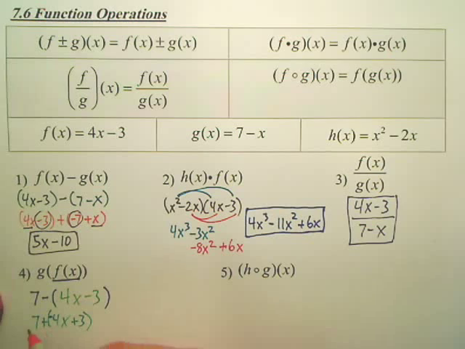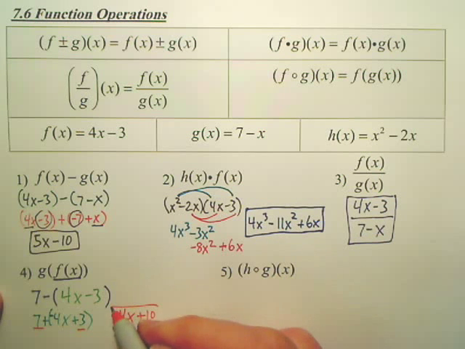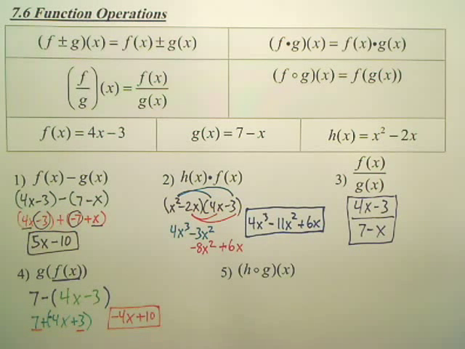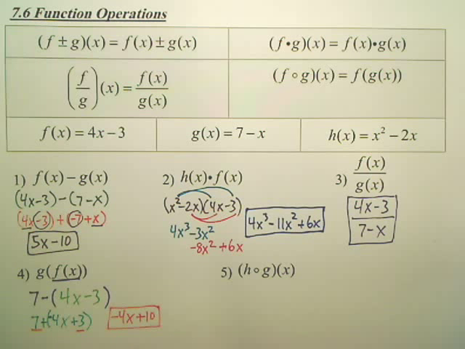So what do we got here? We got negative 4x, and then what's 7 and 3? It's plus 10. Okay, so we took the outer was g, and we put f inside of it.